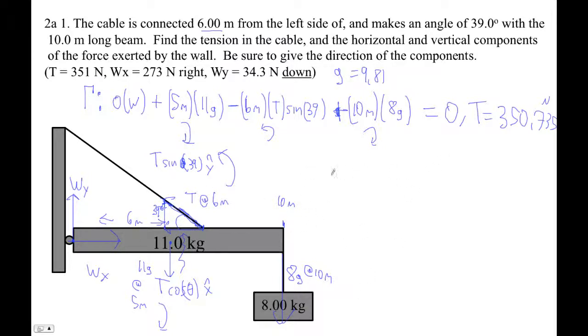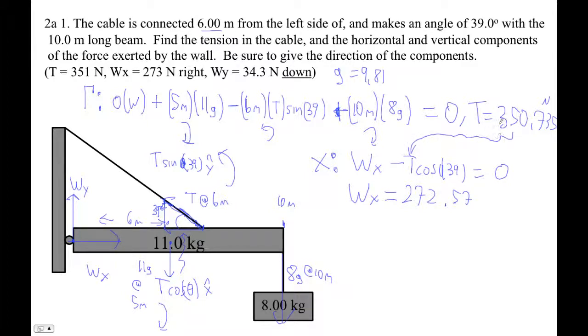All right, let's set up our x equation. In our x direction, we have only the wall in the x direction, minus t cos theta, so cos 39, and that's got to be 0. So I believe it stands to reason that Wx is t cos 39. So let's do that. I'm going to go times cosine of 39. I get 272.57. If you missed what I did here, I just plugged this value into there, 358.735 times the cosine of 39. Make sure you are not in radians, otherwise you'll get sort of interesting random answers.